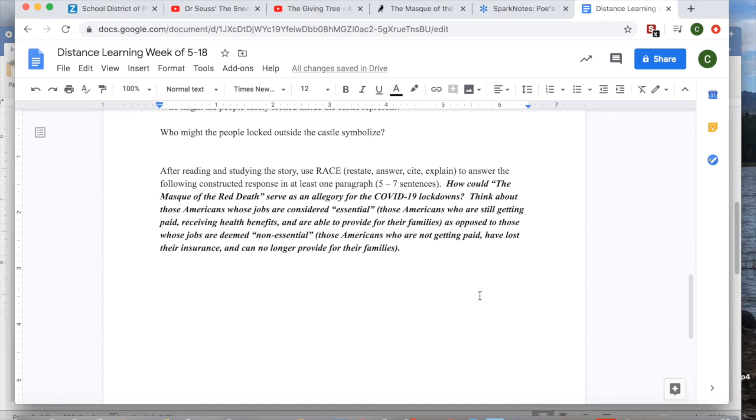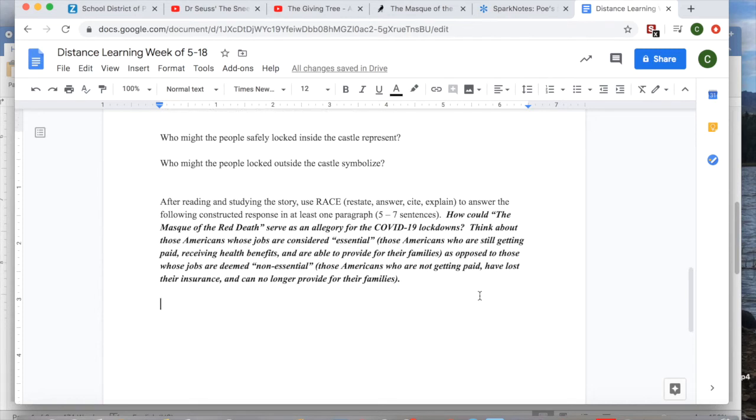So if you look at this and you think about those questions and you look at this as an allegory for the lockdown, I want you guys to try and answer that question. All right? Just think about it along those lines. There's more than one answer, but how could the Mask of the Red Death serve as an allegory for the COVID-19 lockdown?